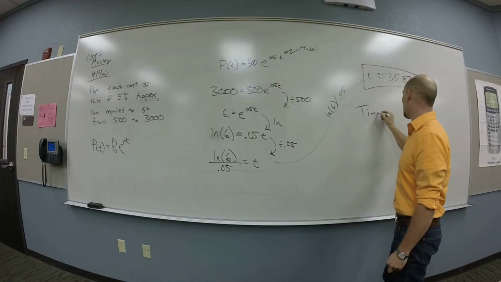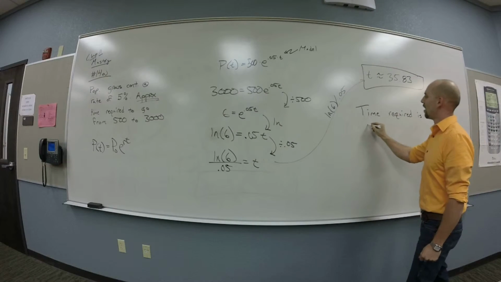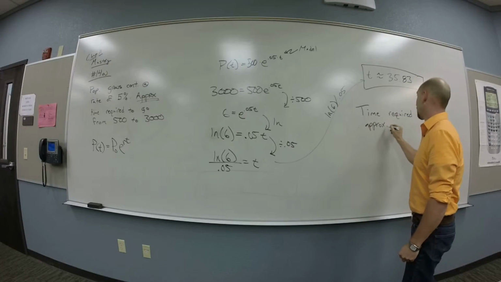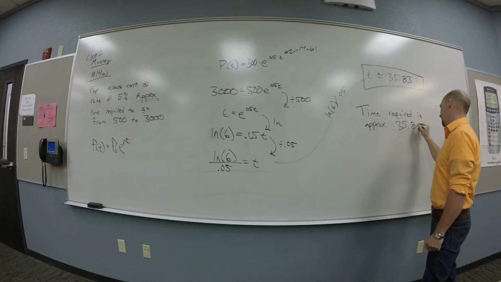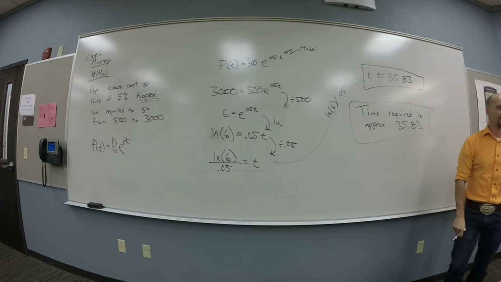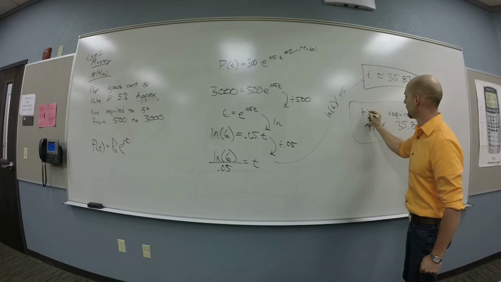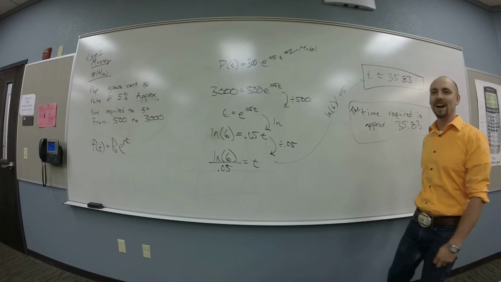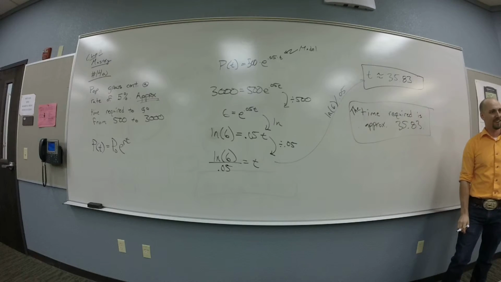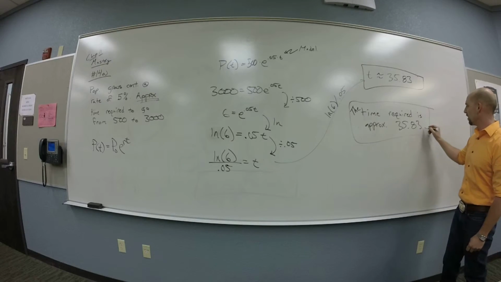Yeah, time required is approximately 35.83. Am I getting a lot of credit in English class for this sentence? No, because it's kind of awkwardly constructed, right? I could maybe make it a little bit better by saying something like the time required. No, but you also have to say the time required of what? Yeah, so I really should add a unit on here. So I should say years.